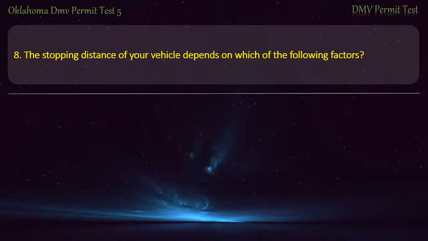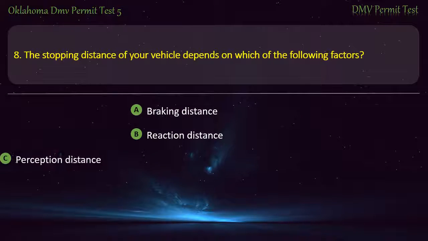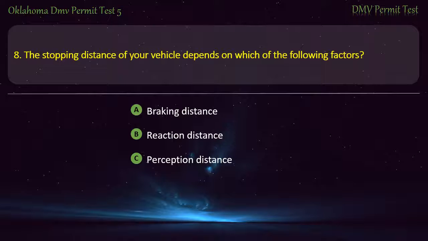Question 8. The stopping distance of your vehicle depends on which of the following factors? Braking distance. Reaction distance. Perception distance. All of the above. Answer. All of the above.